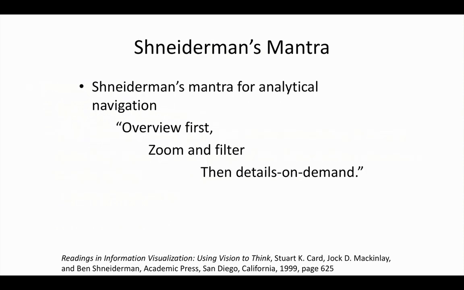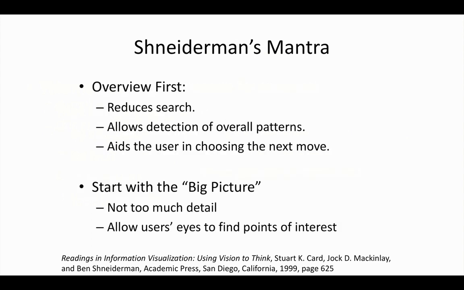So to solve this idea of what do we put on the page, we turn to Schneiderman's mantra. Schneiderman, and we're going to say this over and over again, right? Schneiderman's mantra for analytical navigation: overview first, zoom and filter, then details on demand. The overview is that. It's just the overview. What does the overview do?